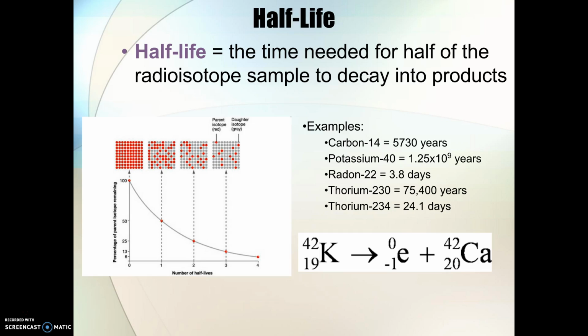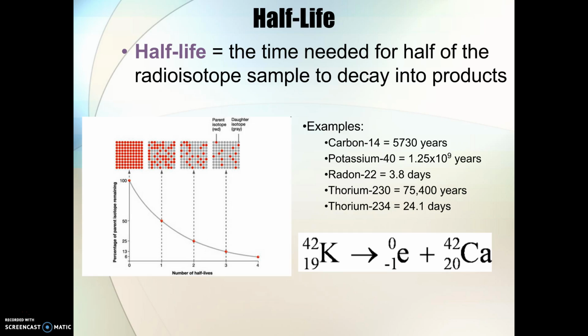Taking a look at the decay equation at the bottom, potassium will decay through beta decay into calcium. Let's say potassium is represented by the red dots in the graph, and calcium is represented by the gray dots. At the beginning of time we have all red dots, meaning we have all potassium, 100 potassium dots. After one half-life, you can see on the x-axis, there are half red dots and half gray dots. That means half of those atoms have decayed from potassium into calcium. That's what a half-life is, where half of the radioisotope will decay into its products. So half of the red dots have now become gray dots.